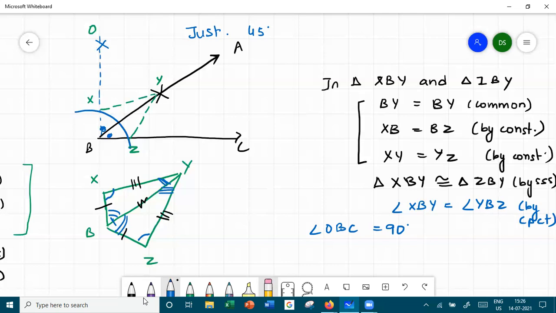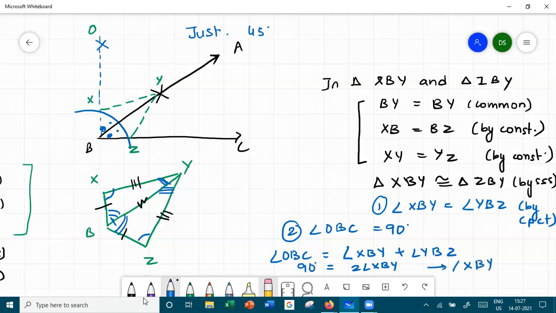And now you also know this. So this is your first part, this is your second part, which means, and also OBC is nothing but XBY plus YBZ, correct? This angle plus this angle will give you the complete angle, right? Complete 90 degrees. So now you just substitute, this will become 2XBY because they both are the same, is equal to 90. From here you will get XBY is equal to 45 degrees. Because one is 45, then of course the other is the same, so that also will be 45.